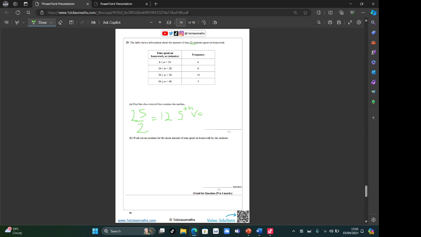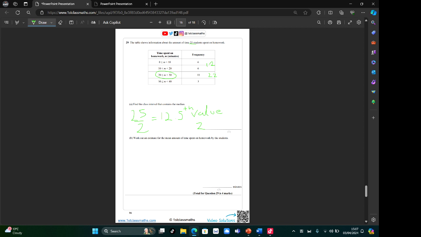Now the way to do this is quite complicated for grouped data. But all you do is add up the numbers, and when you hit this number or go above it, then you stop. So what does that mean? Well, I do 6 plus 6 here, which is 12. 12 plus 10 is 22. So the 22nd value. So my median lies somewhere in this interval.